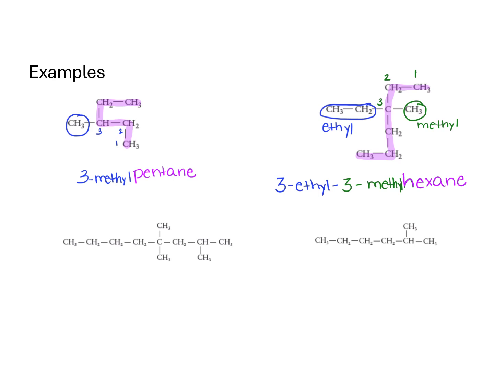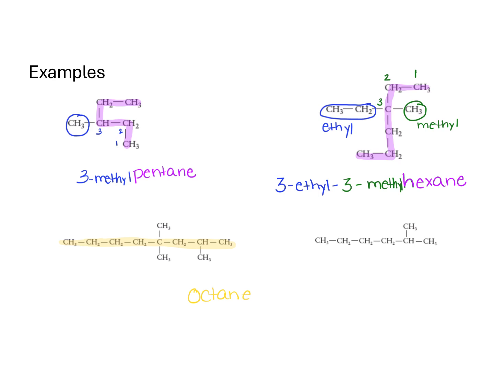Let's come down here and look at this one. Here is your longest chain, right? And it is really nice. It's straight across. It's not winding around anywhere. So when we name that, there's 8 carbons there. So it would be octane.